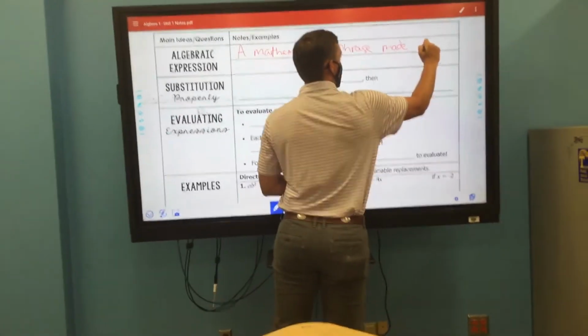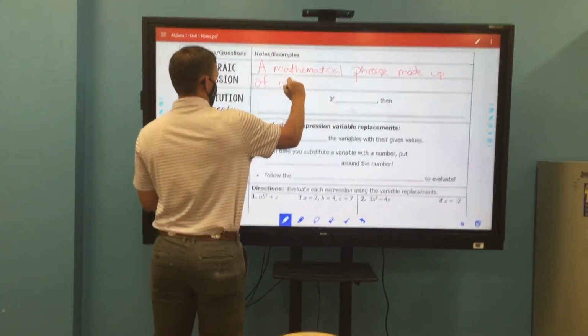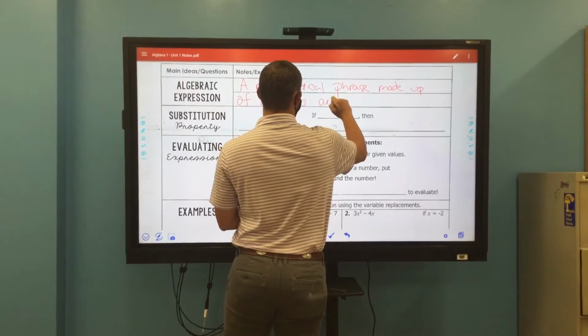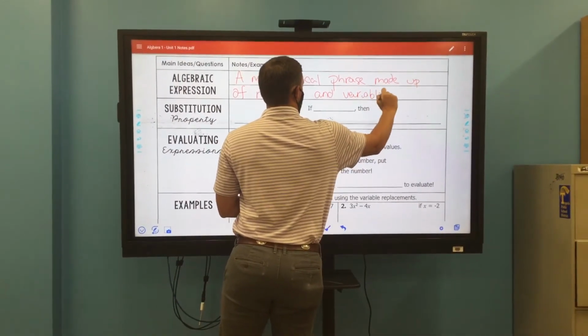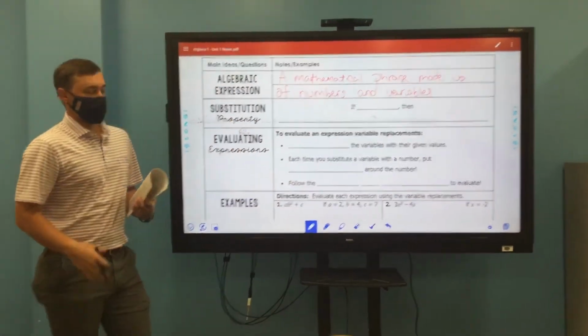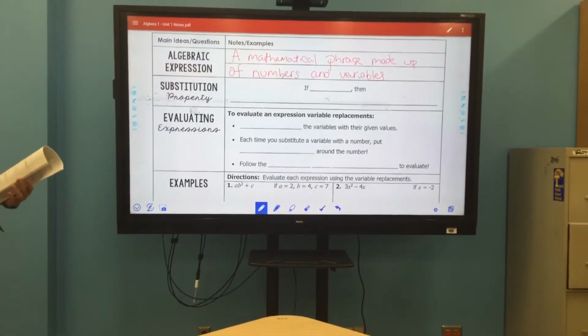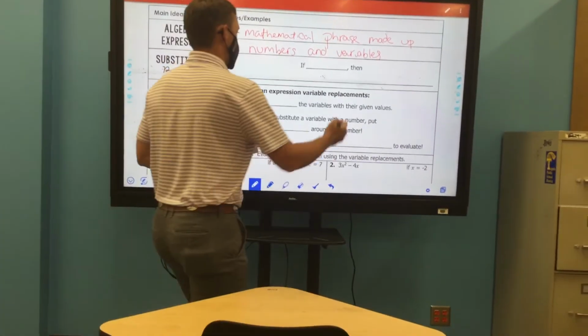made up of numbers and variables. All right, so your numbers, obviously we all know what a number is. Your variable is going to be a letter that just represents a number. Okay, and so we'll be able to use the substitution property to do that.